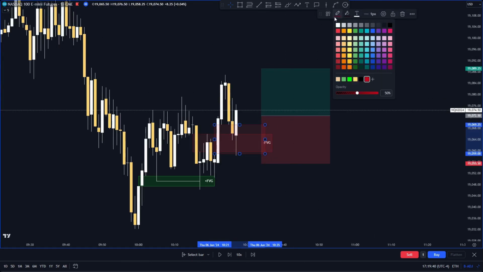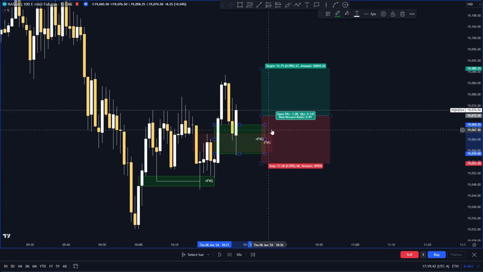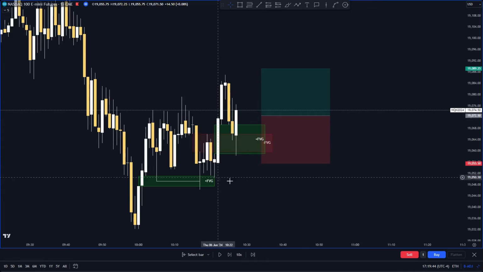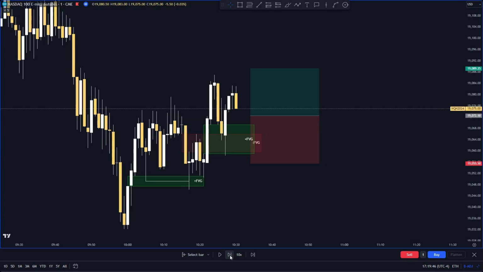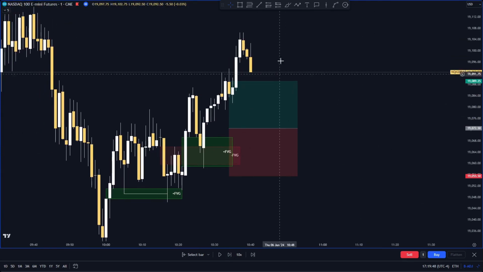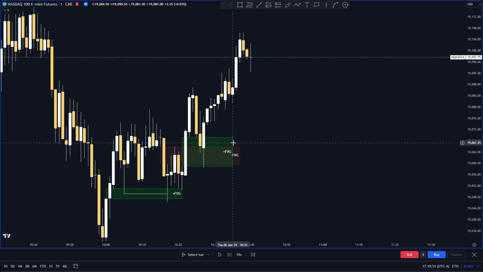So I guess this is entry model number 2, another bullish one. So retap into this, and boom. There you go. But yeah, that's pretty much all I've got.